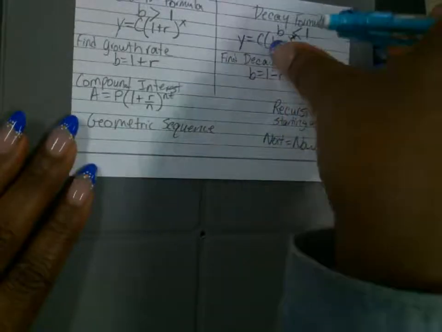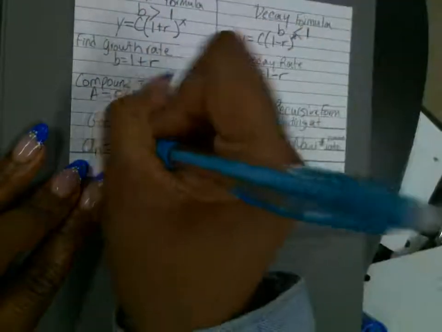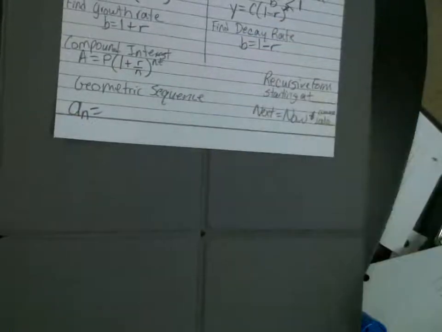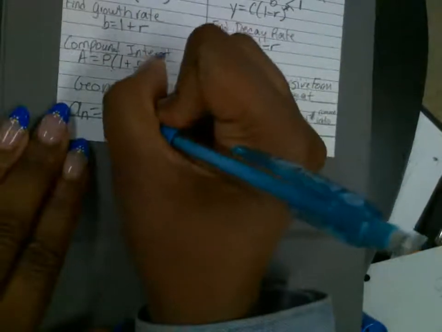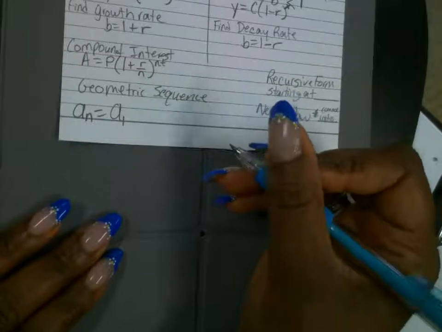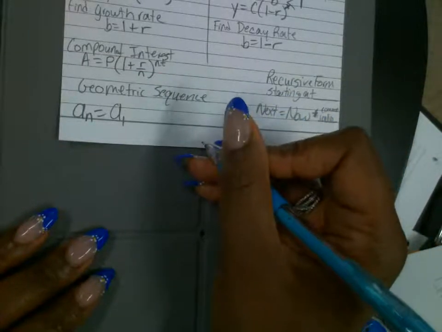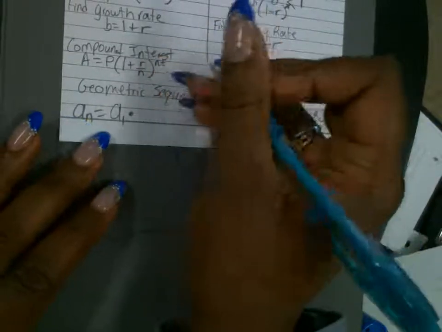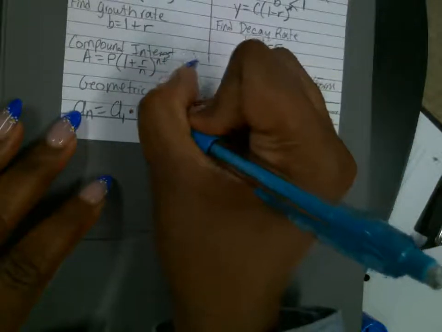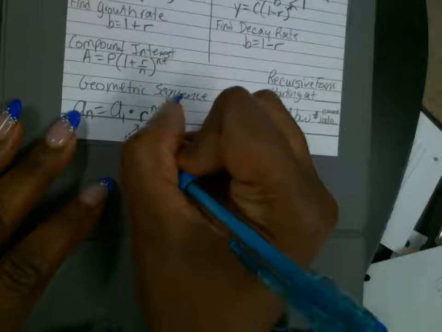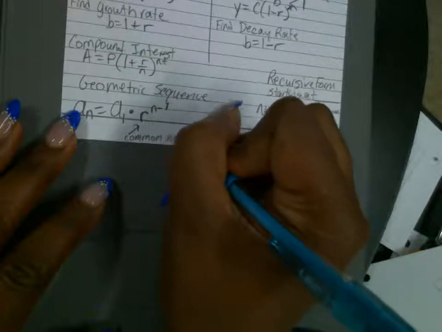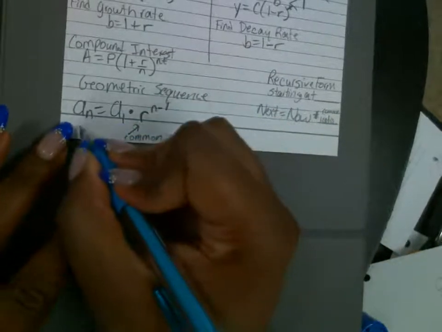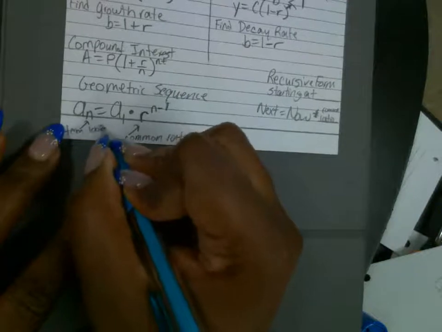What's the formula for geometric sequence? We know it's a sub n is equal to what? A sub 1 times, n minus 1 is a part of it, but you multiply by what? The common ratio raised to the n minus 1. This is your common ratio. The n is the term you're looking for.